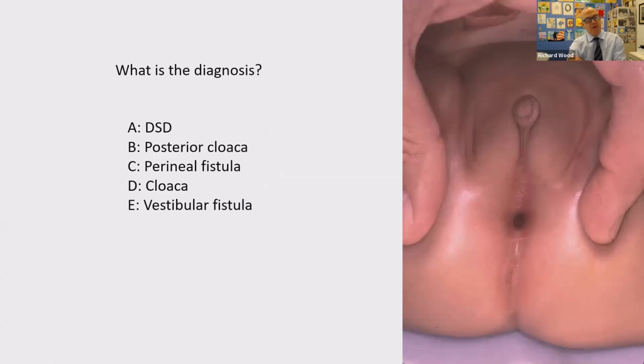The next one here, we look at this patient and we see here's the clitoral structures, and we see a single opening in the area of where the rectum should be. And this would be a posterior cloacal variant in this particular patient.